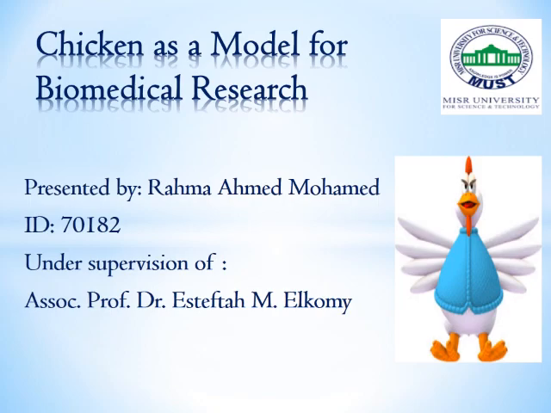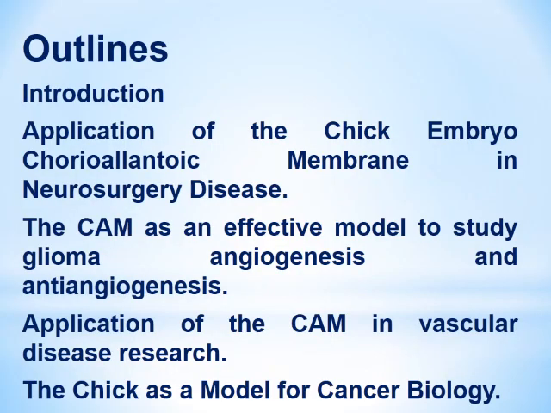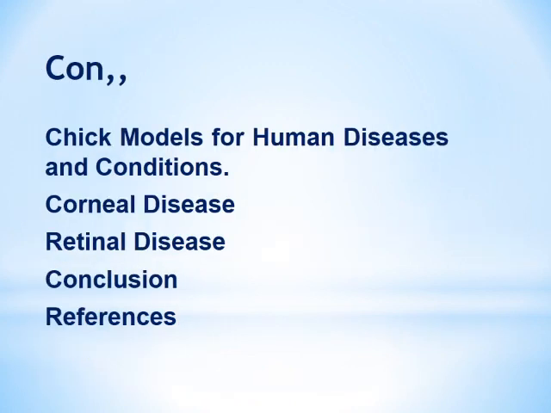Quickly, let's go through the important outlines, which start with the introduction, application of the chick chorioallantoic membrane in neurosurgery disease, the CAM as an effective model to study glioma angiogenesis and anti-angiogenesis, application of the CAM in vascular disease research, the chick as a model for cancer biology, chick models for human disease and condition, which contain corneal and retinal disease, conclusion, and finally references.